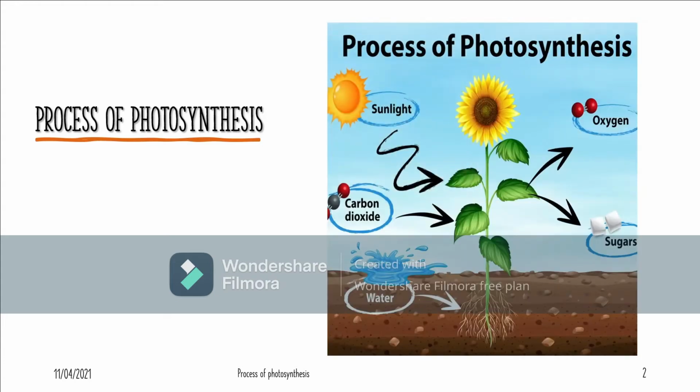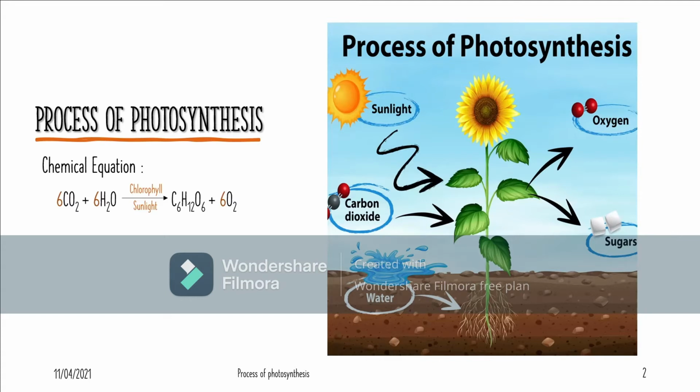Firstly, I would like to explain the process of photosynthesis. As we can see from the picture, sunlight, carbon dioxide, and water are required by the plant during photosynthesis, whereas oxygen and sugars such as glucose are released during the process. This is the chemical equation of photosynthesis.